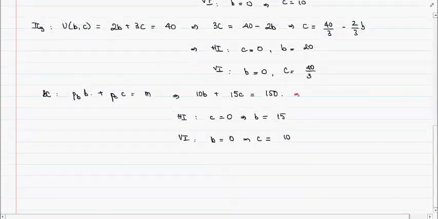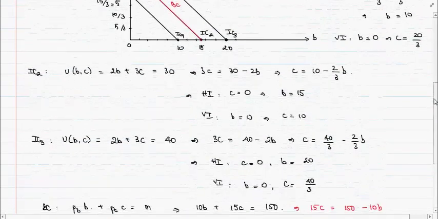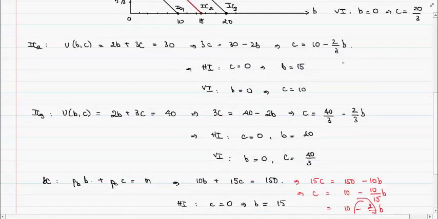Now, as you can see from this equation, if you rearrange it, you get 15C equal to 150 minus 10B, and therefore C equals 10 minus 10 on 15B, which if you simplify will just be 2 on 3B. So the budget constraint has exactly the same slope as all of our indifference curves, and exactly the same intercept as indifference curve 2. They are exactly the same equation, so they are lying on top of each other.